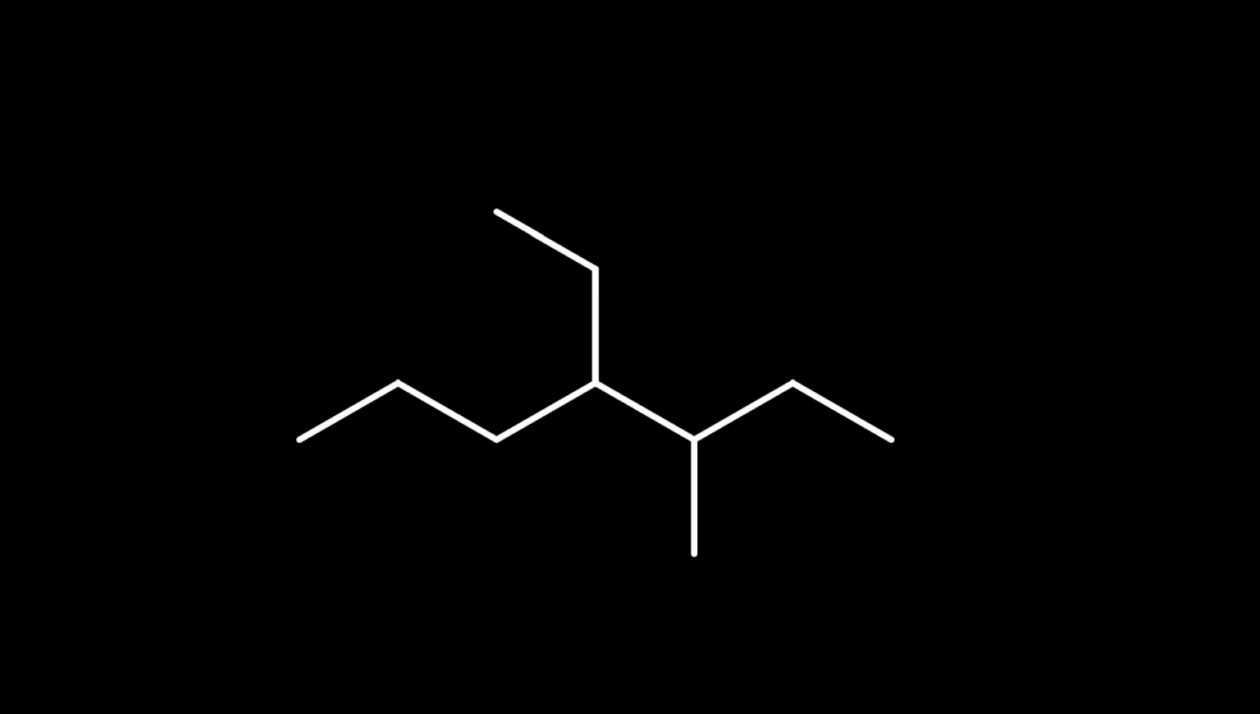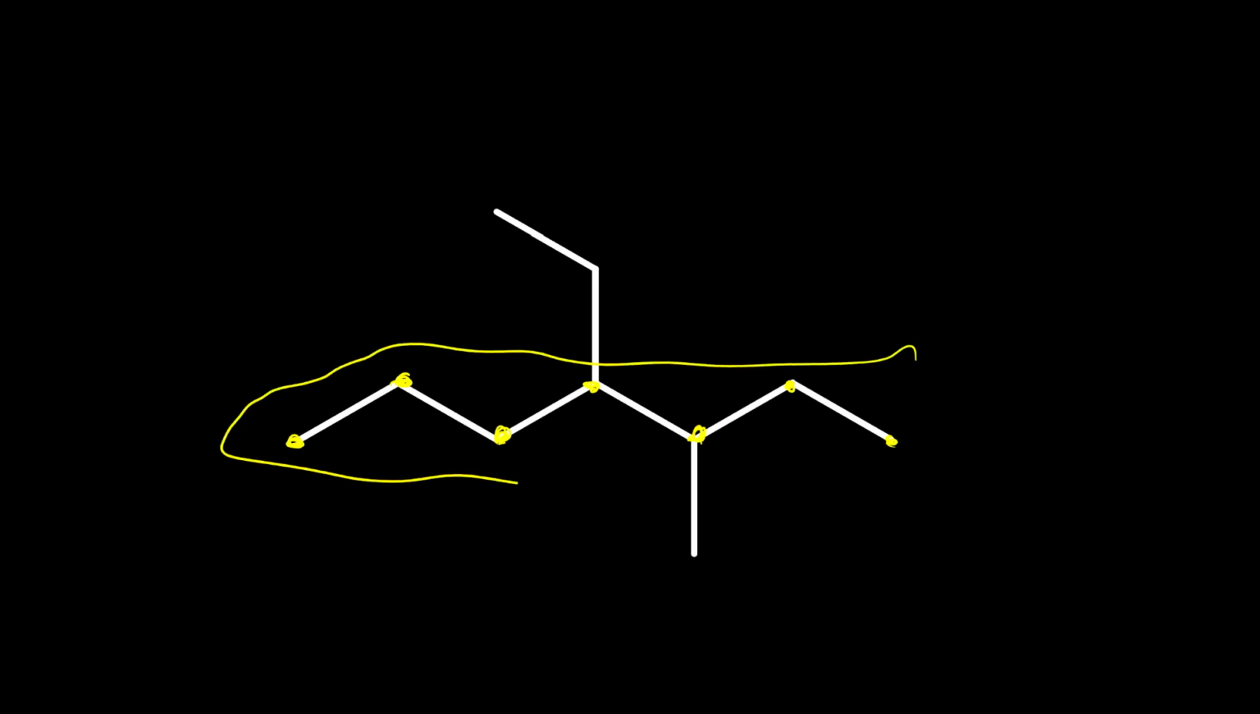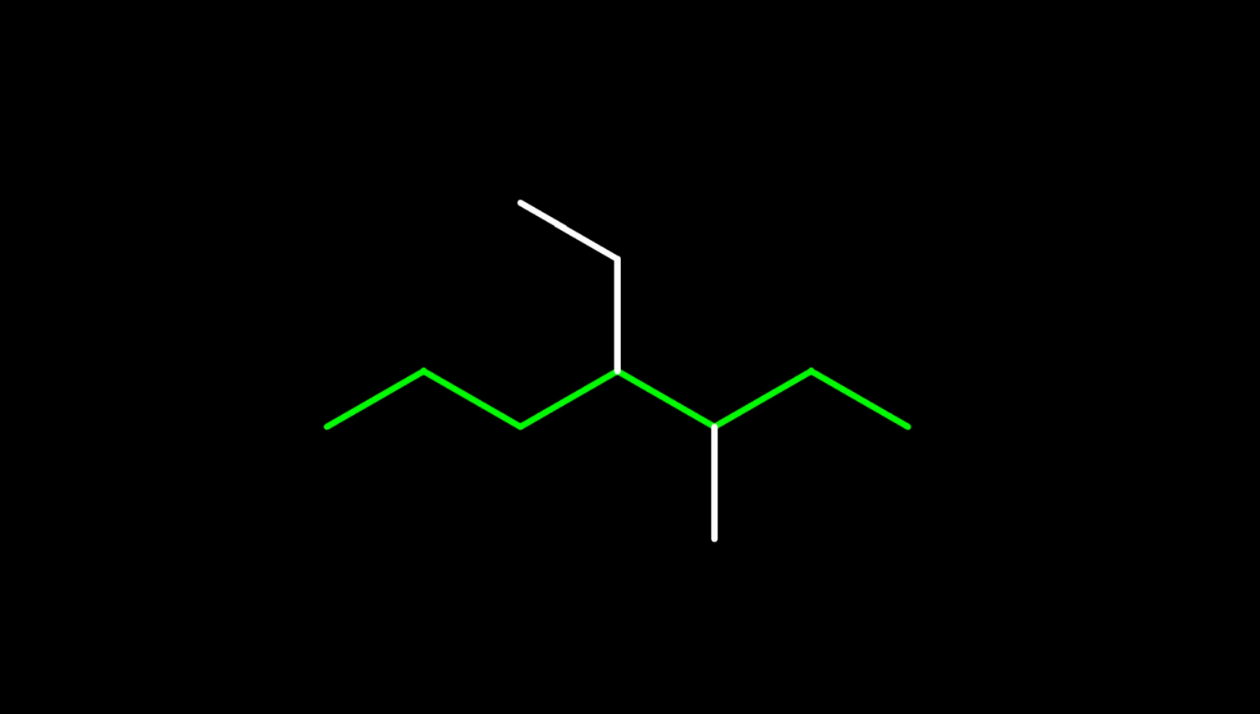Here is the next example. We know that these intersections and endpoints are carbons. Knowing this, it's very obvious that this is our parent chain and we have 7 carbons in this chain. To make it easier, I'm going to change the color for the parent chain. We have to start numbering the parent chain, and from the right side it is closer to the first substituent, and here are the 7 carbons in our parent chain.